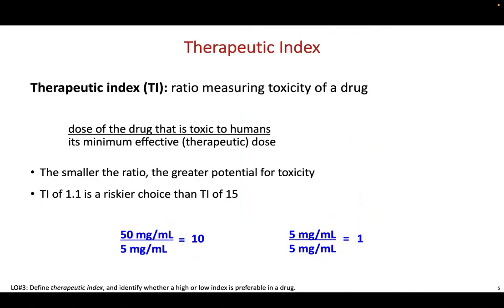And in order to fully administer a drug or bring a drug out, you have to also know about the therapeutic index, which measures the ratio of toxicity of this drug. And you calculate this ratio by having the dose of the drug that is toxic to humans and dividing it by the minimum therapeutic effect or the therapeutic dose it can have. So the goal is that when you have a smaller ratio, it means you have a greater potential for toxicity. And when you have a larger ratio, it means the drug is good. So an example is being shown below.